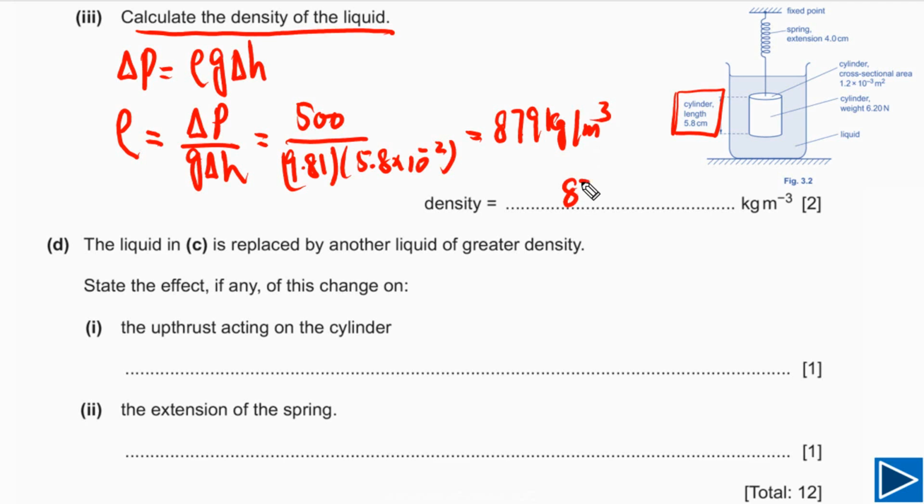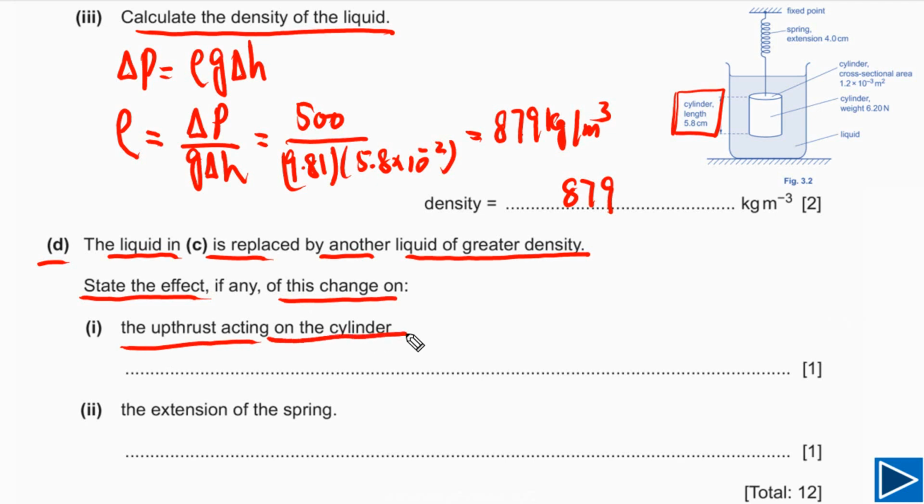So this is our answer for this part. For part B, it is given to us that liquid in part C is replaced by another liquid of greater density. We need to state the effect, if any, of this change on the upthrust acting on the cylinder.